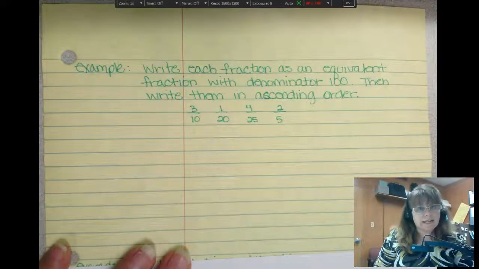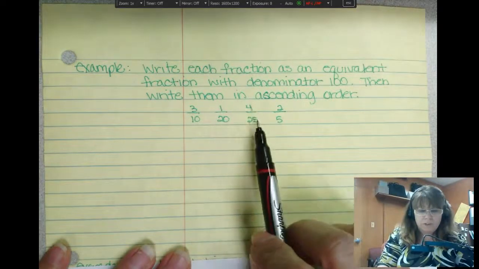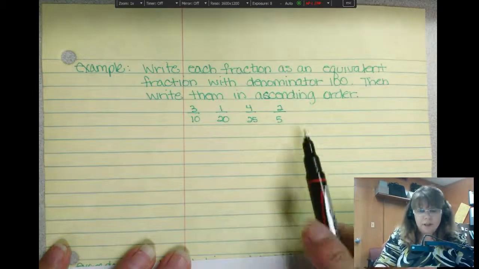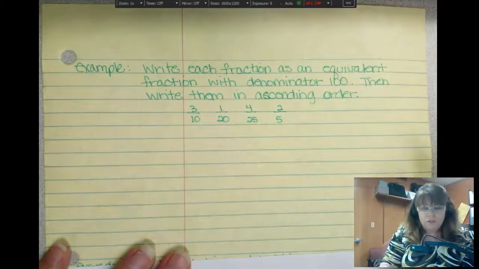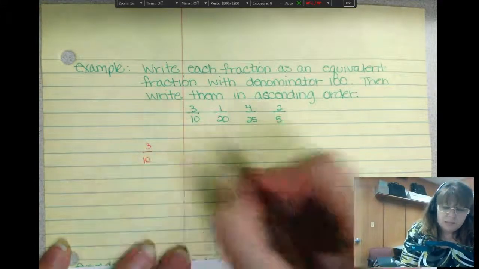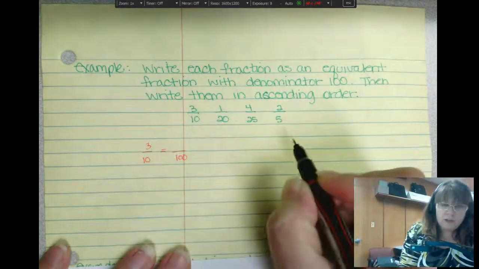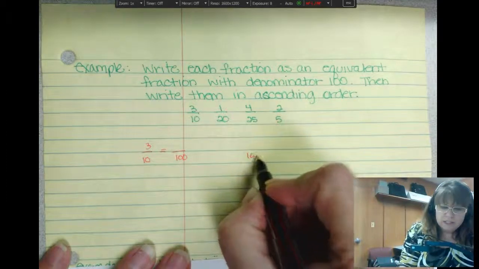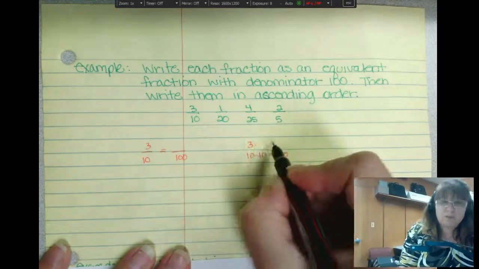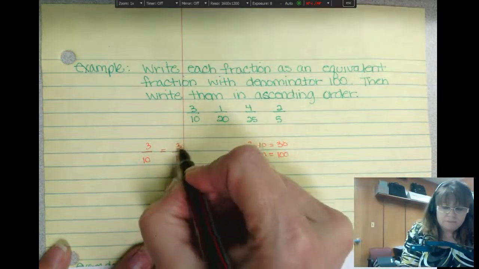Let's try another example. Let's put 3/10, 1/20, 4/25, and 2/5 in ascending order from small to large with a denominator of 100. So 3/10, and I need 100 on the denominator. 10 times 10 equals 100, so I know I must multiply the numerator by 10 as well. That gives me 30.